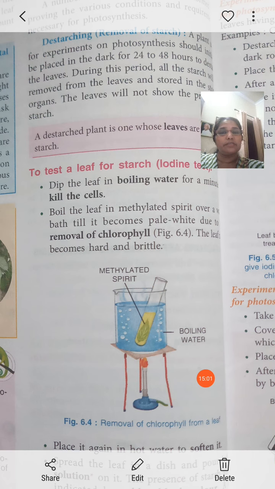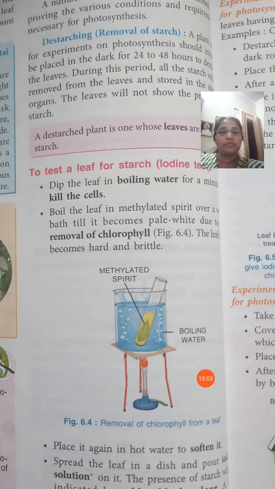That process is double boiling. We should not put that test tube directly into the flame. Double boiling is done when we boil the leaf in the methylated spirit. That is to remove the chlorophyll.